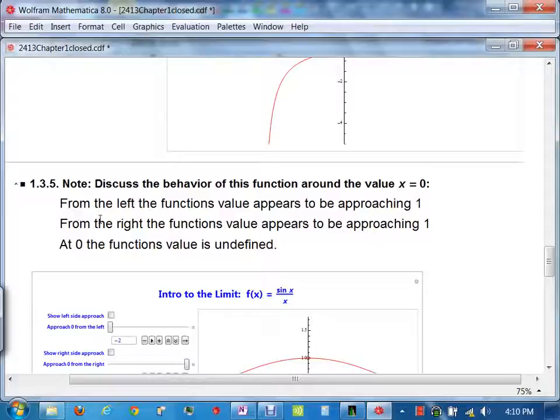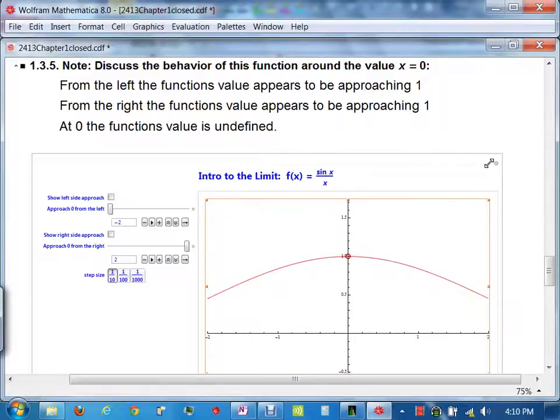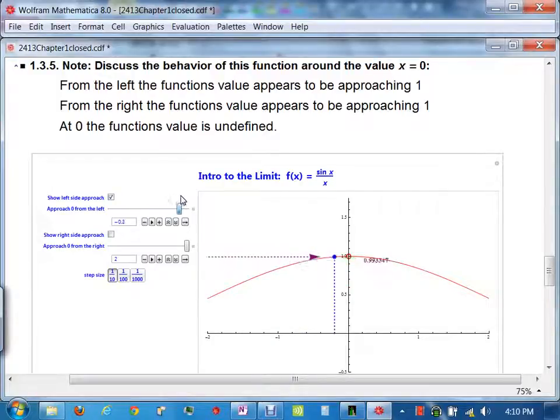Okay, discuss the behavior of this function around 0. This is a very interesting function, sine x over x. We're going to look at that more. What happens as I come in from the left? Where does it look like it's headed? Looks like it's headed towards 1, right? Where is it going as I come in from the right? Headed up to 1 also, right?